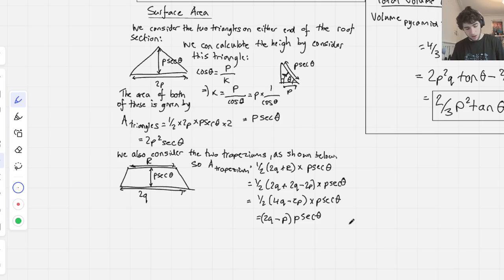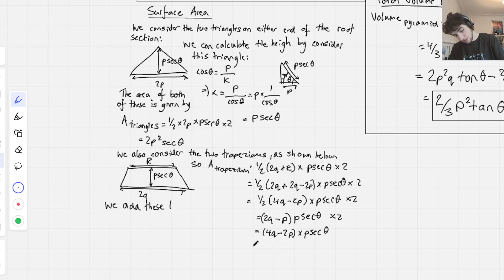And obviously, we need to multiply this by 2, so the area of the trapeziums is this thing multiplied by 2. And so we end up getting effectively 4q minus 2p times p sec theta as our total area of both of the trapeziums. So we have two of the exact same trapeziums on opposite sides of the roof as well. So we add these areas together to get the total surface area.